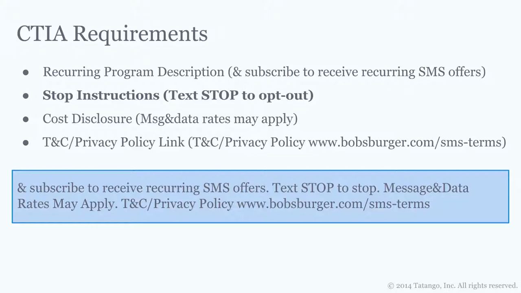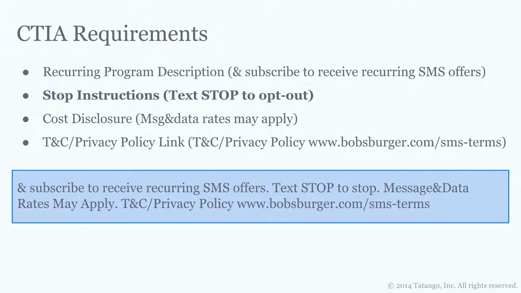So the CTIA requires that you have a recurring program description, which makes a little more sense when you put the call to action up there, which I'll show next. But it would say something like, and subscribe to receive recurring SMS offers. That's the program description part. You have to be very specific about what they're opting in for. Number one, that they're going to receive multiple messages from your business. And number two, what kind of messages? SMS offers, SMS weather alerts, SMS promotions. You know, there's a million different things you can put in there. I don't care what they are. You have to disclose it though.